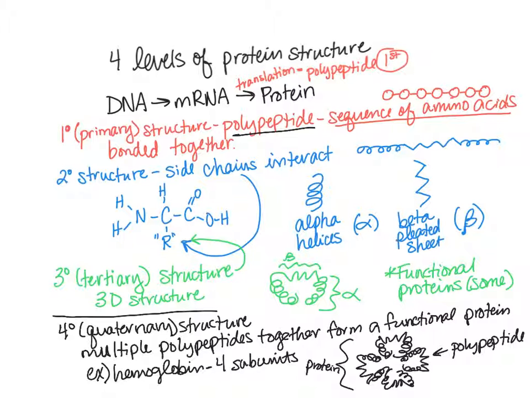All right, so as a reminder, after translation, we have a polypeptide, and the polypeptide is the primary structure of the protein. But some polypeptides might have a function to them, but most proteins need to go through the folding of the secondary and tertiary structure levels in order to be functional. And some of them go all the way to the quaternary level in order to form a functional protein.